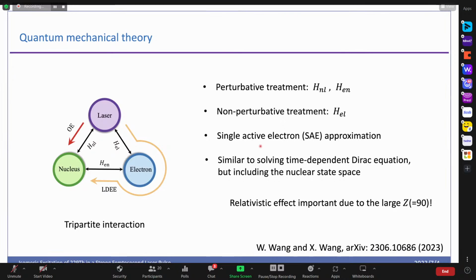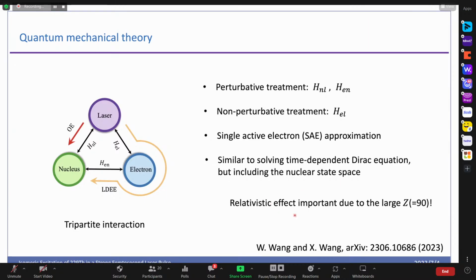So this theory is very similar to solving the time-dependent Dirac equation, but with the nuclear state space included. So it is more difficult than just the strong-field atomic case.